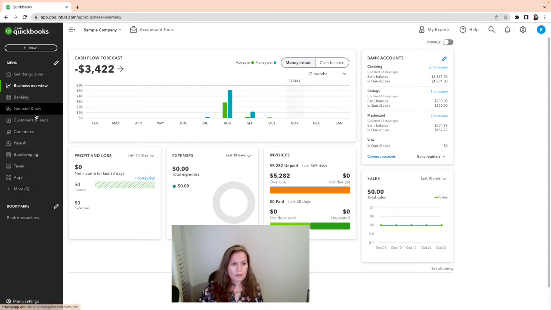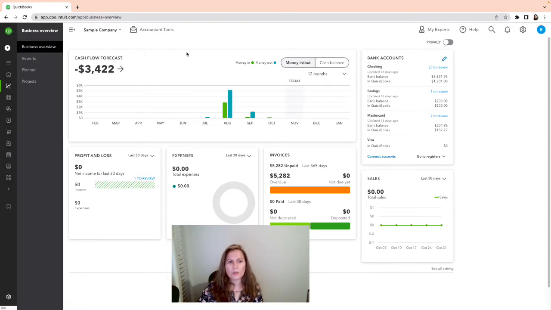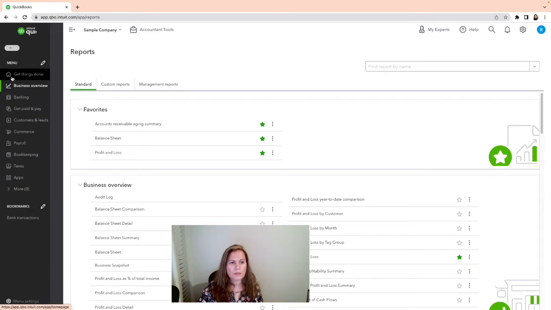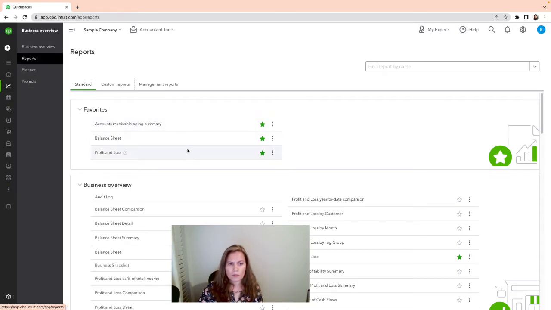All right. But I like to use, okay, there it is, business overview, and there it is, reports. Okay, so it's under business overview. So business overview right here, and then you've got the reports. It's the same thing, it just looks a little different. To tell you the truth, I don't use this one very much, but usually I like the accountant view better, but that's how you do it.